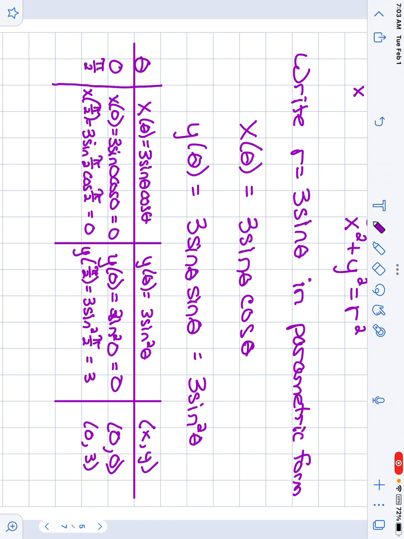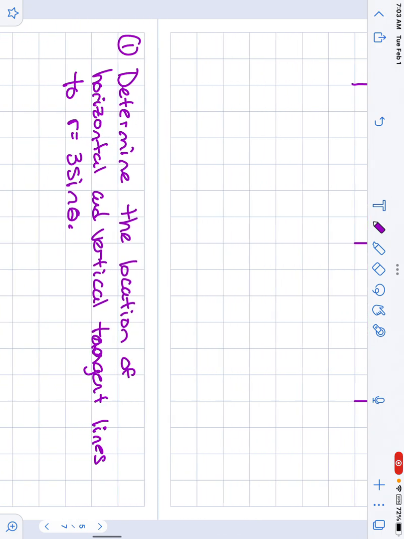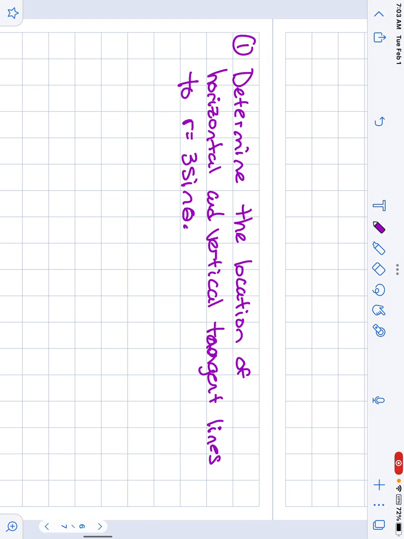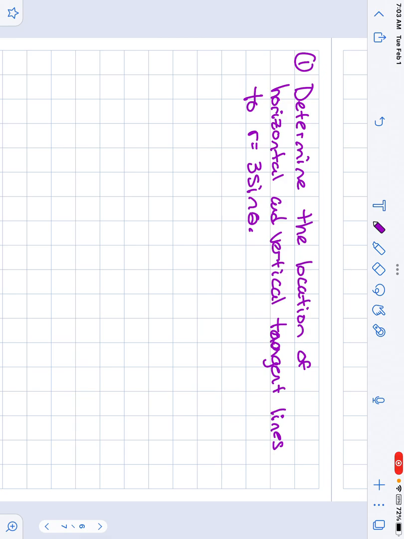Speaking of that moment in time, let's start talking about the derivative. Let's use these parametric equations to look at tangent lines to this polar graph. So we're going to move down now. We're going to determine the location of horizontal and vertical tangent lines to that polar graph, r equals 3 sine theta. Now, some of them are easy to see from the graph, but some of them are not quite so easy. So first of all, let's look at horizontal tangent lines.